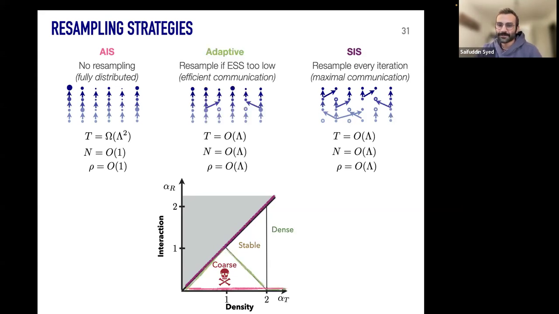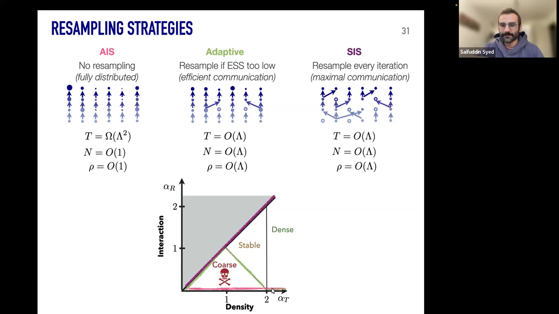The third regime is adaptive resampling. This is probably the most commonly used one. And notice how this is actually slightly more interesting. So to achieve stability, it still requires t on the order of lambda distributions. But once you've achieved that, notice how adaptive resampling you can show hugs this stable curve. So adaptive resampling behaves like sequential importance sampling when you have a coarse schedule, and it behaves like annealed importance sampling when you have a very dense schedule. And in the middle, it will trigger a resampling event only when it's required with the right proportionality.